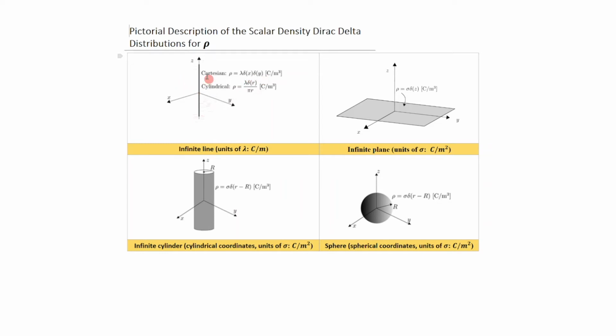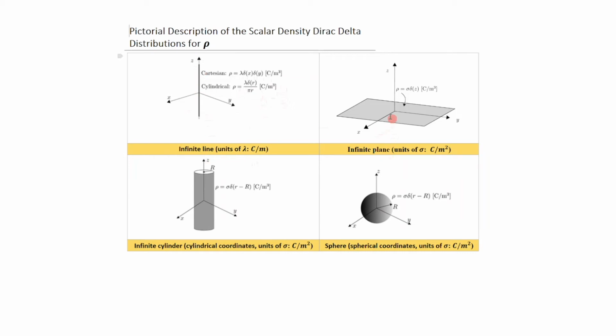On the other hand, if you want to describe this in cylindrical coordinates, then this will take on a different form, and this involves 1 over r. Because when you integrate this in cylindrical coordinates, you'll have a factor r dr d theta dz if you want to compute the total charge. So this is where the 1 over r factor occurs. So this would be, say, for an infinite line example.